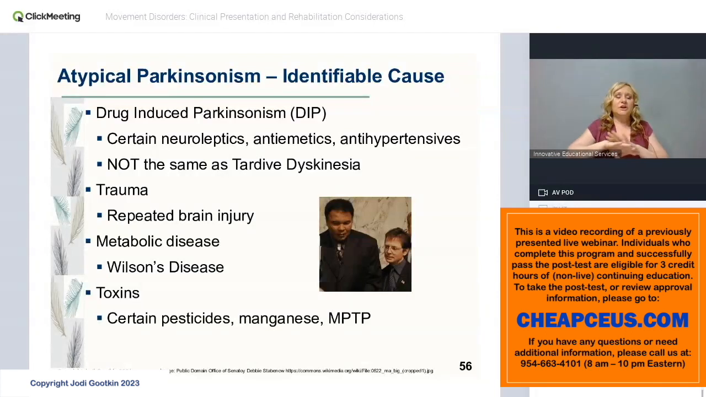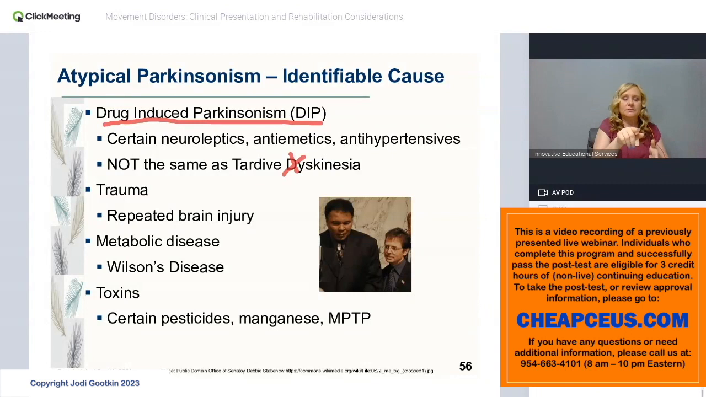When we look at the general category of atypical Parkinson's disease, it presents like Parkinson's disease, but there's a reason they're presenting with these abnormal movement patterns. It might be drug-induced, that certain medications are leading to the development of the bradykinesia, the resting tremor. Not the same as tardive dyskinesia. Those are patients that are on long-term medications, these same ones, but now they have a different deterioration in the brain as a side effect, and they have hyperkinetic excess movement.